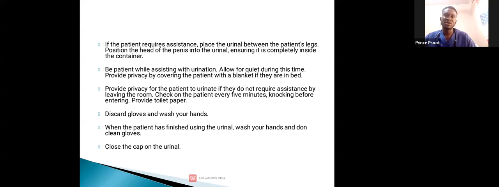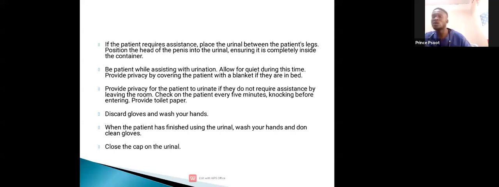If the patient is not in bed, you can give them the bed control to use by themselves, as earlier. Providing privacy is very important for the patient to urinate, so if they do not require assistance, leave the room for them. But remember to always check on the patient every 5 minutes or knock before entering at each interval. Then you can provide the toilet paper to clean up.